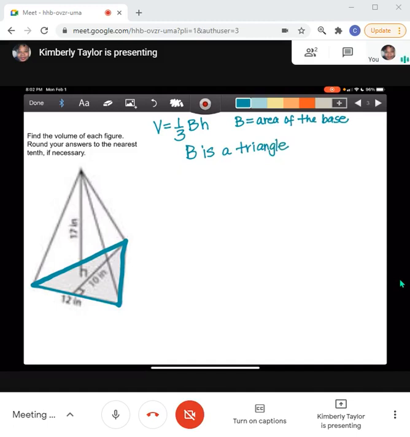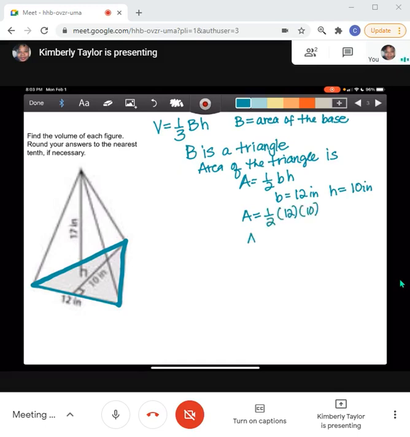And so the area of the triangle is A equals 1/2 base times the height. And we're talking about the base of that triangle and the height of that triangle. So the base of the triangle is 12 inches, and the height of the triangle is 10 inches. So the area of the base is going to be A equals 1/2 times 12 times 10.